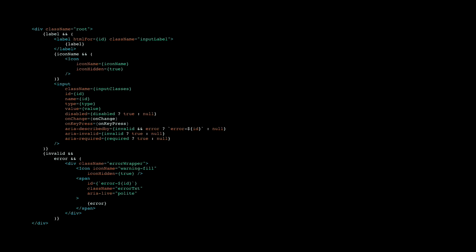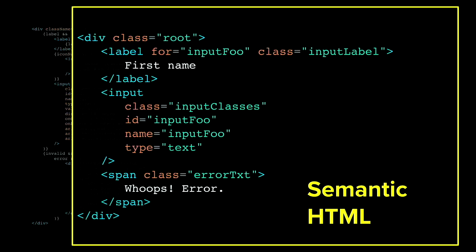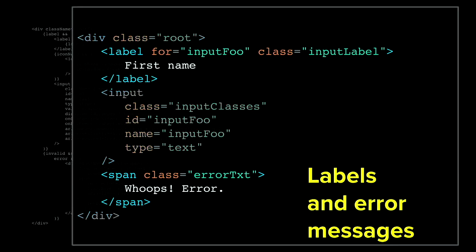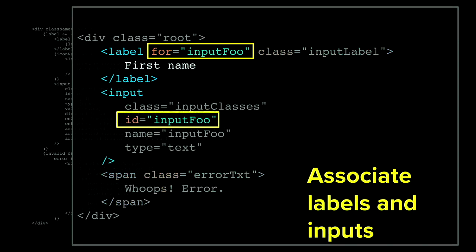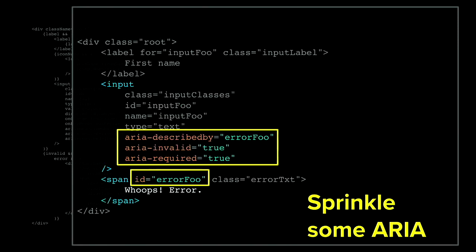So this is our accessible input component in React. That's a little hard to read. I'm going to be kind. Let's zoom in. Let's start off with some semantic HTML. Our input is paired with a label and a span because it needs labels and error messages. We also add a for attribute to the label and an ID attribute to the input to associate the label with the input. We sprinkle a little bit of ARIA in here to handle input validation. So aria-describedby is paired with the error message. The aria-invalid and aria-required are Boolean props.